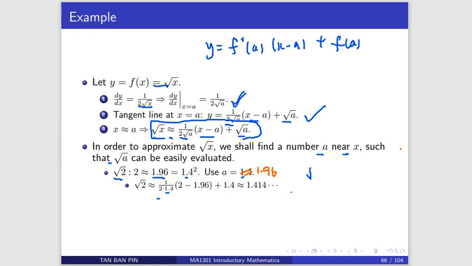You're choosing a as 1.96. And we get 1.414, which is a good approximation to square root of 2. You can use a calculator to work out square root of 2 and see it's actually very near.